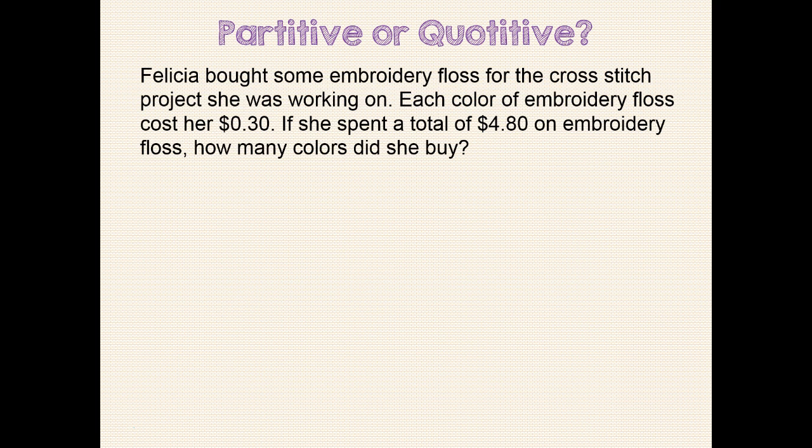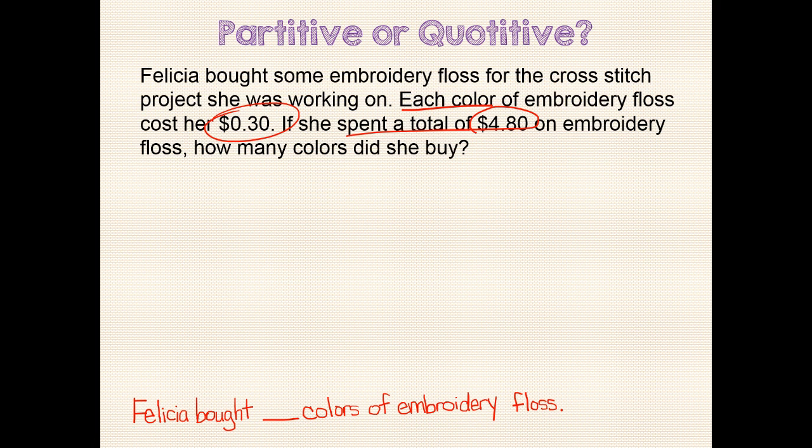Since we need to find out how many colors Felicia bought, our sentence statement can be, Felicia bought blank colors of embroidery floss. When rereading the problem, we identify the important information we need to solve the problem. This problem is quotitive because we know the number of items in each group, the cost of 30 cents, and we need to find out how many groups there are, which is how many colors of embroidery floss Felicia bought.